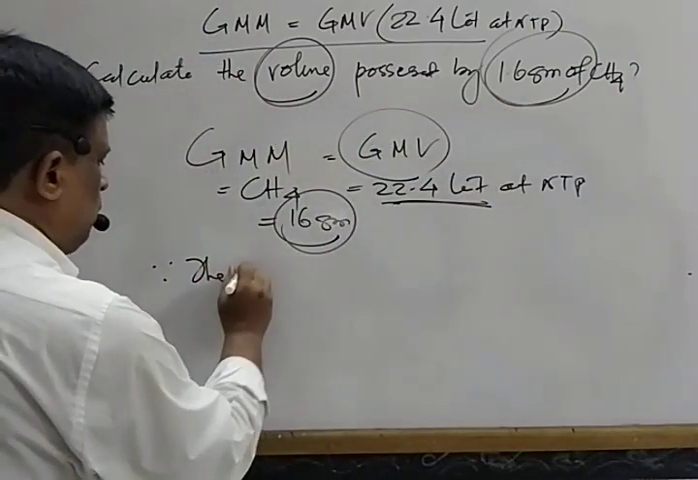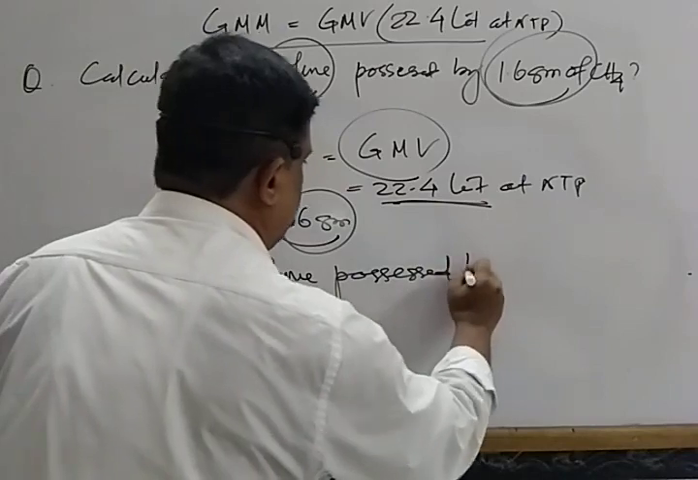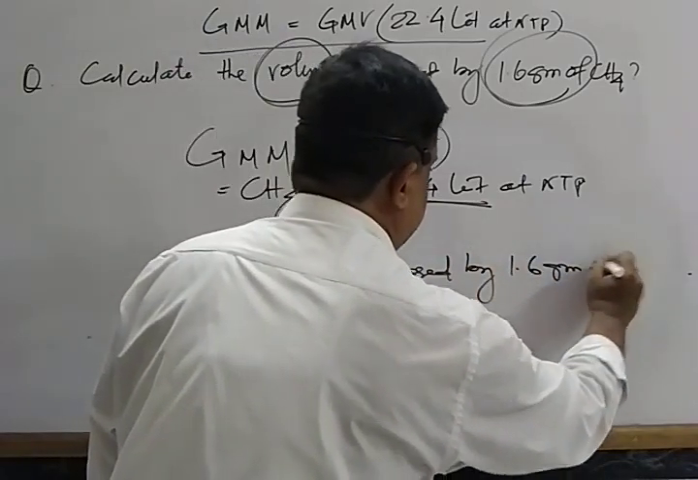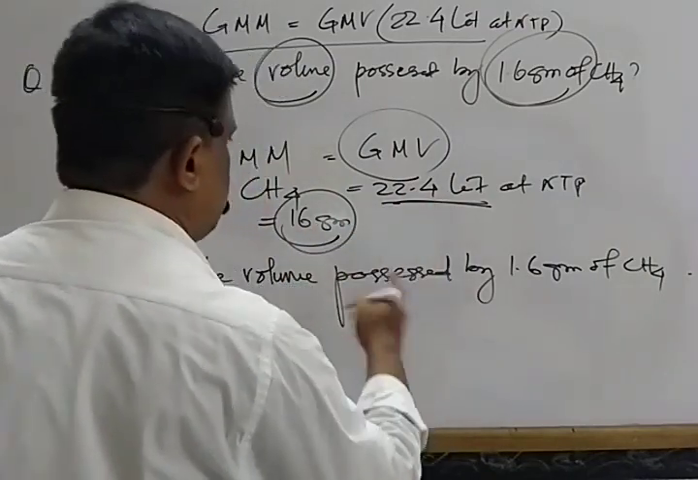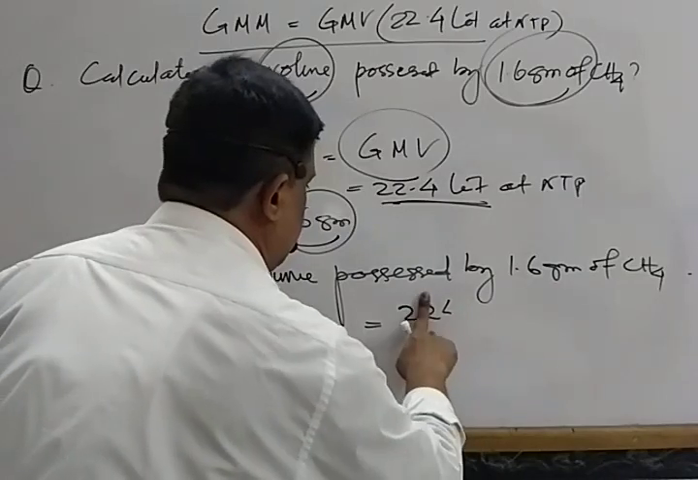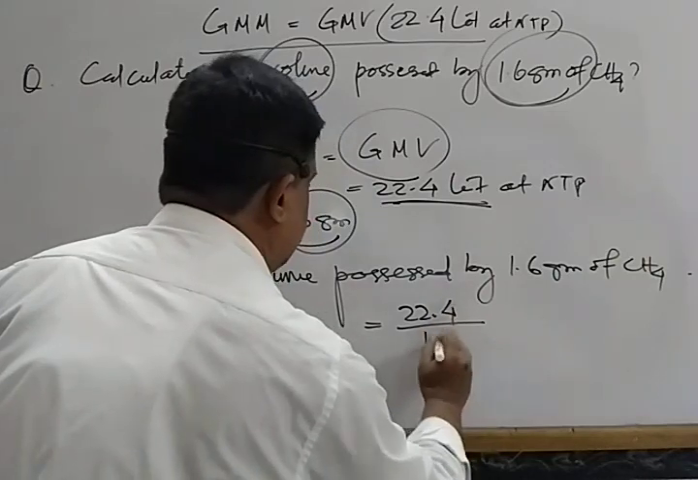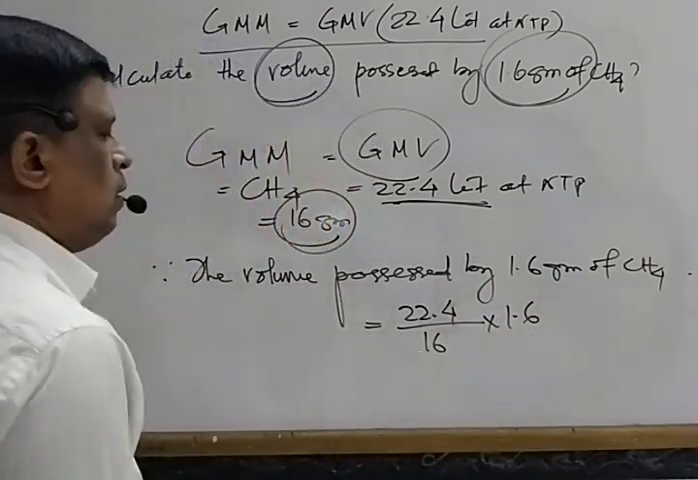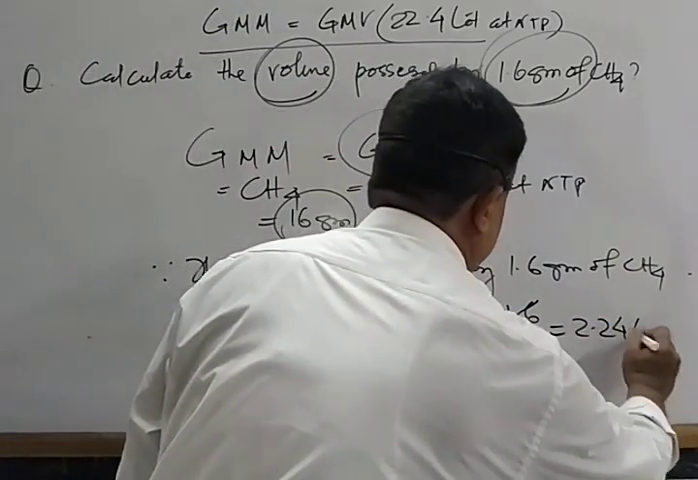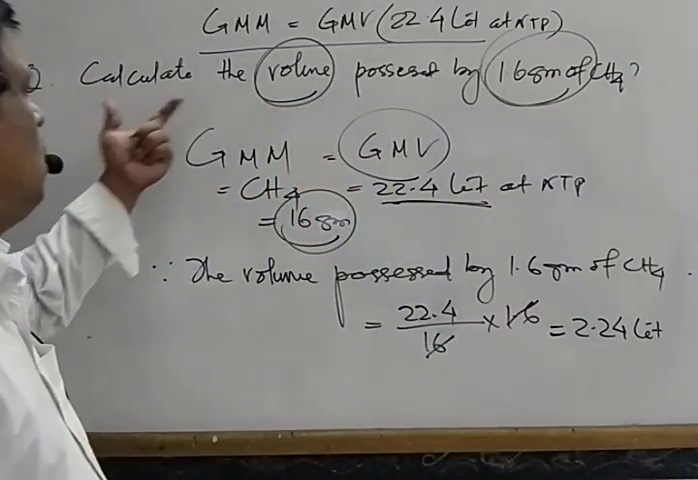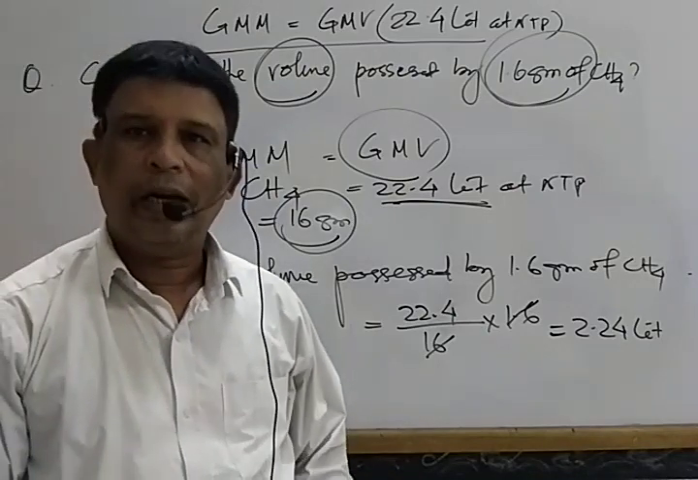Therefore, the volume possessed by 1.6 gram of CH4 is equivalent to, 16 gram is this much. So 1 gram, that is 22.4 by 16, into 1.6. So solve this one. This is equal to 2.24 liter. Mark that. So the volume possessed by 1.6 gram of methane is 2.24 liter.